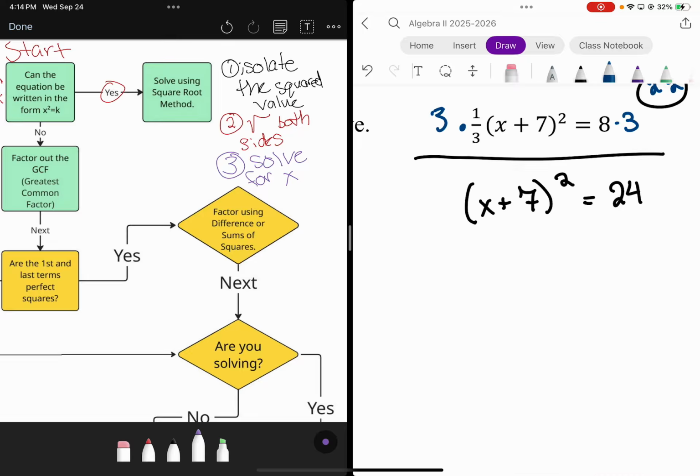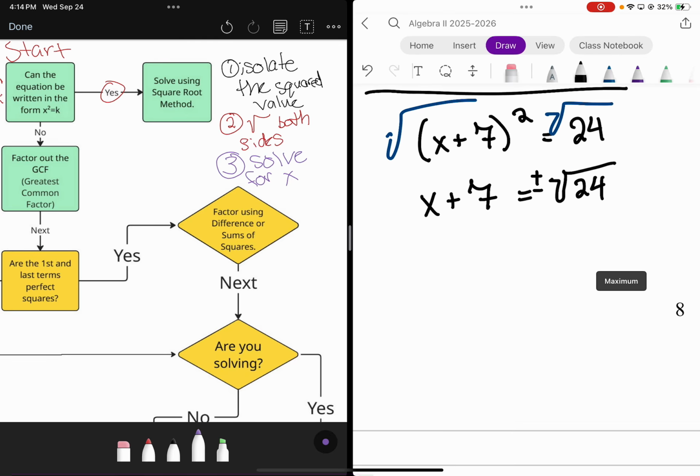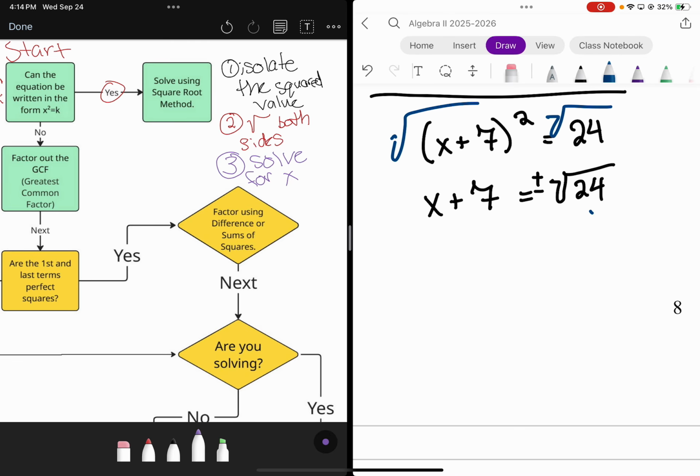We've isolated the squared term. This one just so happens to be the parentheses. Then we're going to square root both sides. The squared and the square root simplify and give us x plus 7 equals the square root of 24. Make sure you do not forget you get two answers, plus and minus. And then we can do our factor tree. 24 can be a 12 and a 2, 6 and 2, and then 3 and 2.